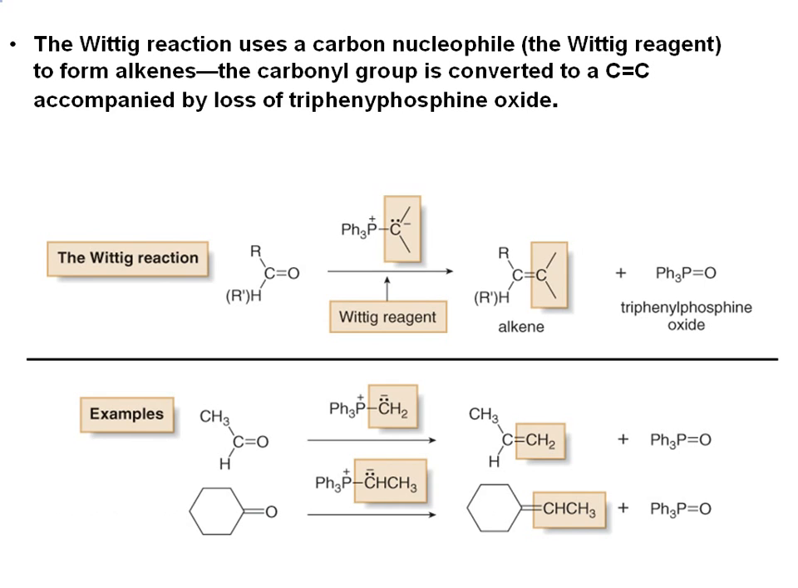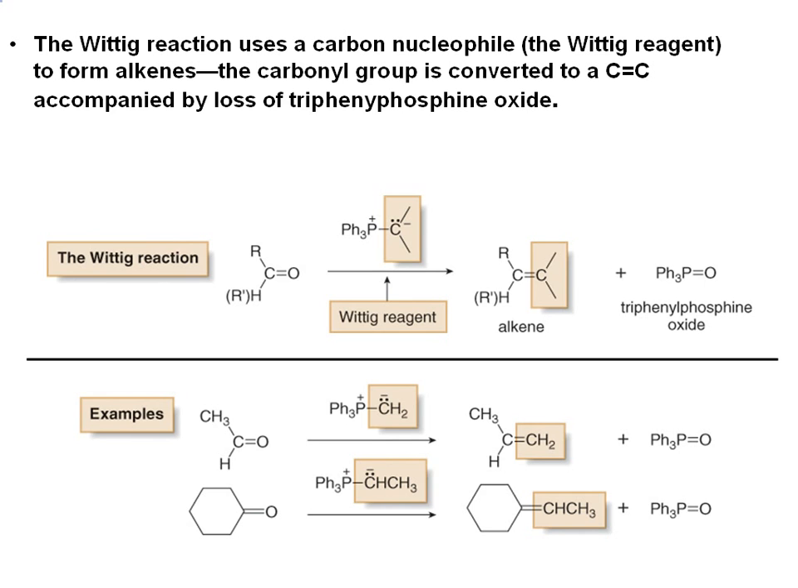The Wittig reaction is a really classic carbon-carbon bond forming reaction in organic chemistry. It's a very, very important reaction. It's been used for years, and what it does essentially is convert carbonyls to carbon-carbon double bonds, accompanied by loss, importantly, of triphenylphosphine oxide. The loss of triphenylphosphine oxide, a very stable compound, is part of the thermodynamic driving force to push this reaction forward.